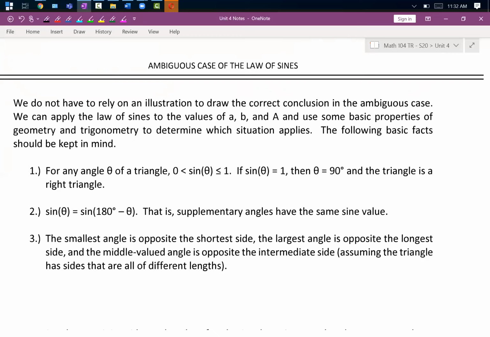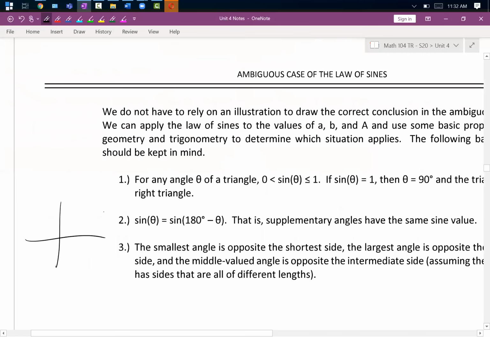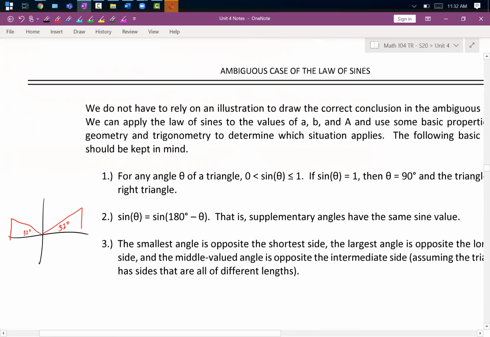Remember that sine of theta and sine of 180 minus theta are equal to each other. We do this all the time with our sister triangle when we're finding those. It's like, okay, sine has a 32-degree reference angle, so the sister triangle is over here, 32 degrees, but to get the actual angle measure, we subtract it from 180. So we can say that supplementary angles have the same sine value. We're actually going to use this one a lot.